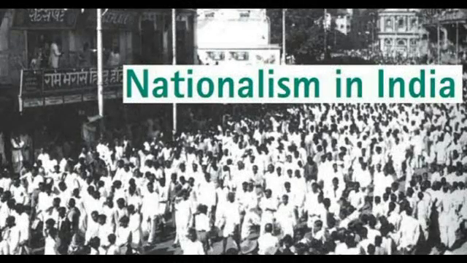So, to suppress the rising spirit of nationalism, that is, the feeling of oneness, the government passed many strict laws, and they also used the policy of divide and rule to prevent the Hindus and the Muslims from uniting.